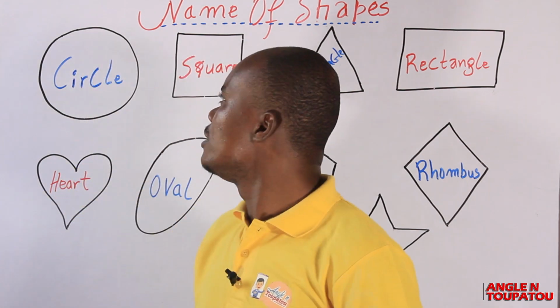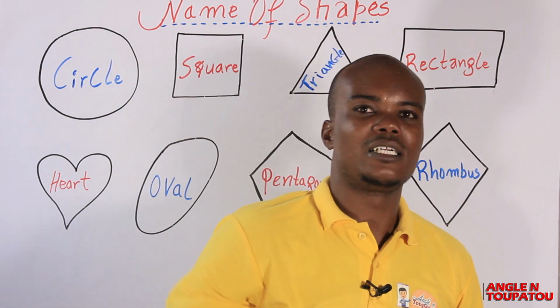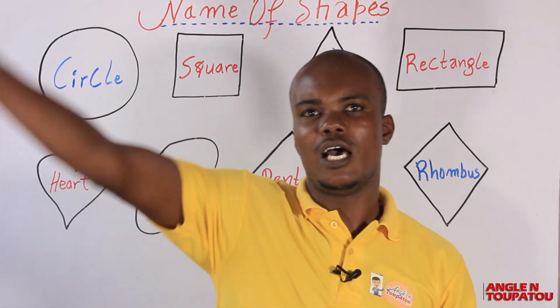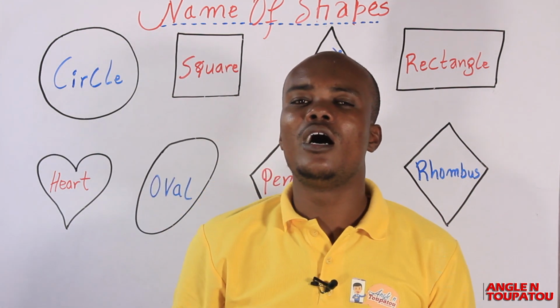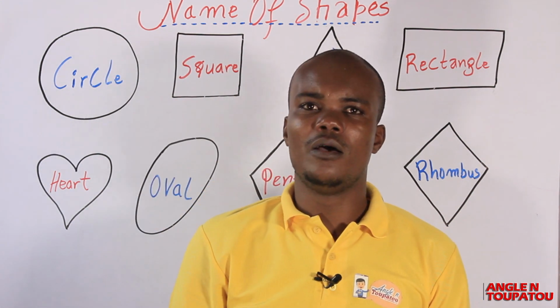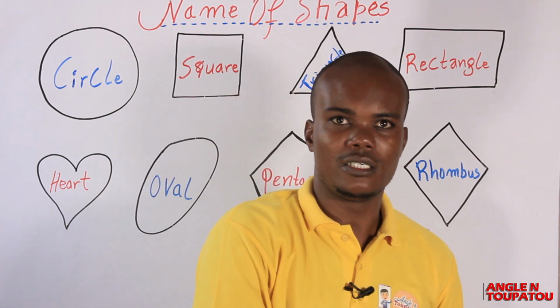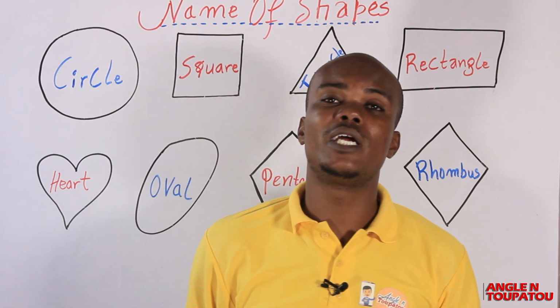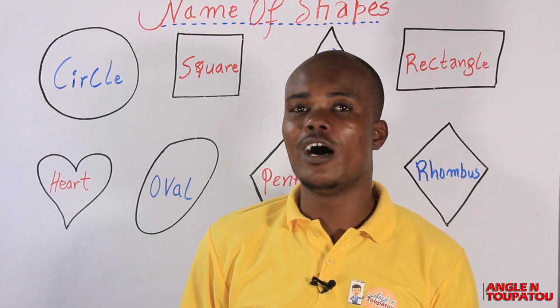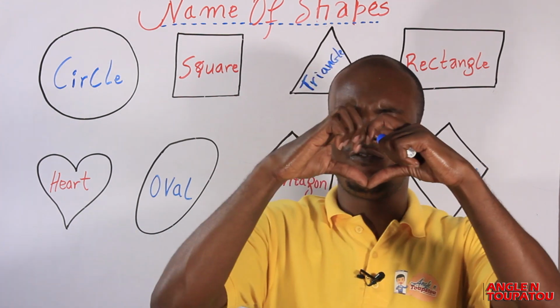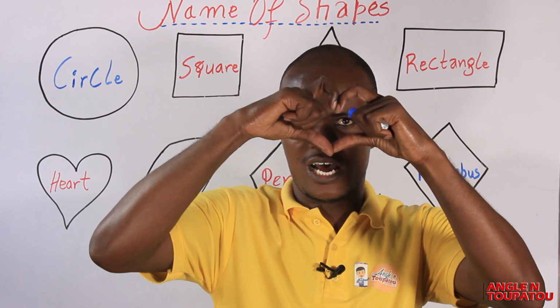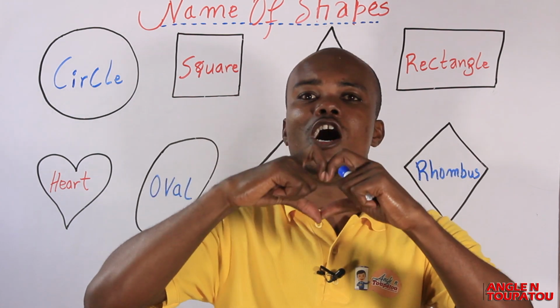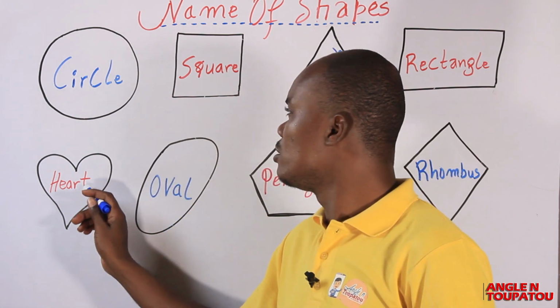Good. Okay. If I do it like this, what am I drawing? I'm drawing a circle. But if I do it like this, I'm drawing an oval. If I do it like this, now I form a heart. This is a heart.